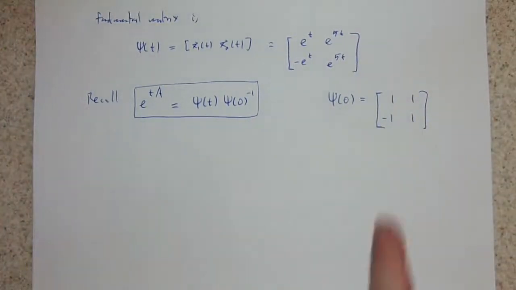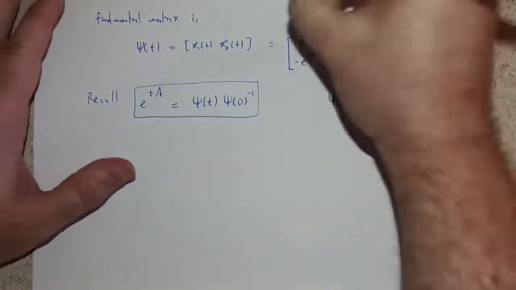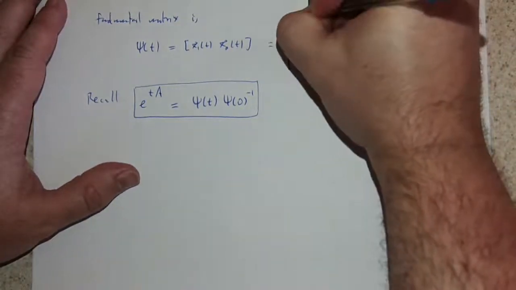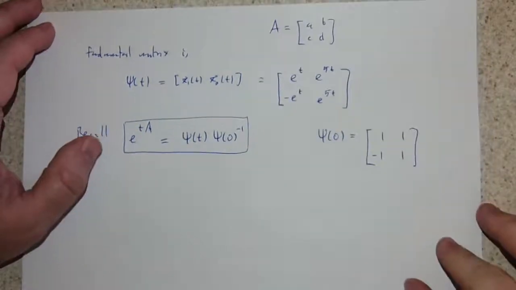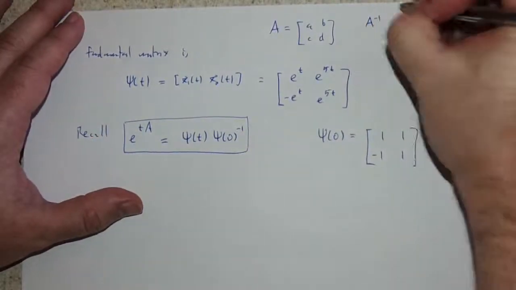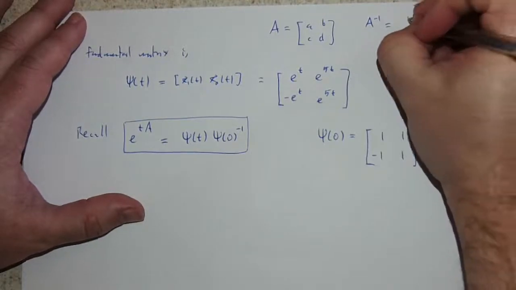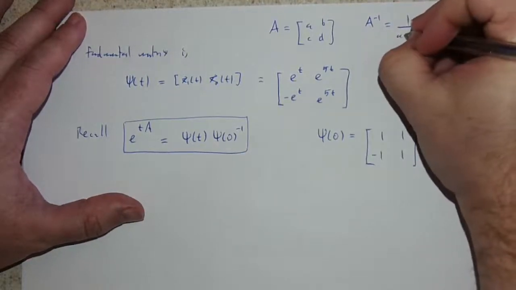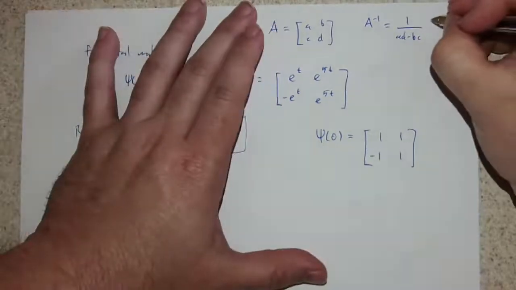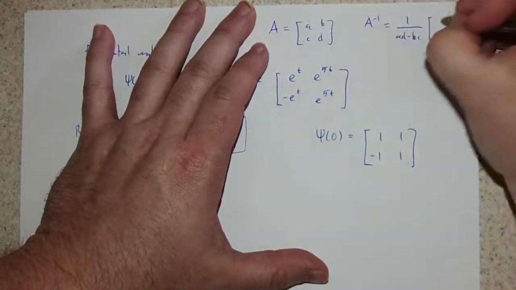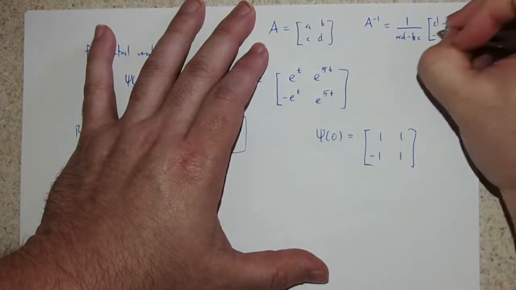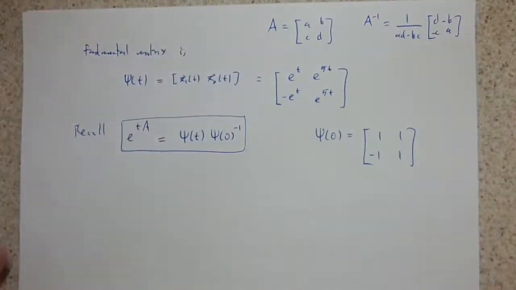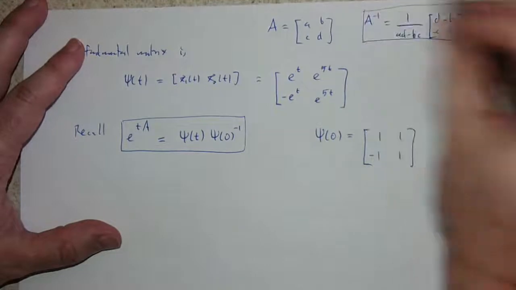Okay. How do I compute the inverse of this? Recall, if A is the 2 by 2 matrix [a, b; c, d], then A inverse is 1 over the determinant of A, so 1 over ad minus bc, times the matrix where you swap the main diagonal and negate the off diagonal. This is how I compute the inverse of a 2 by 2.